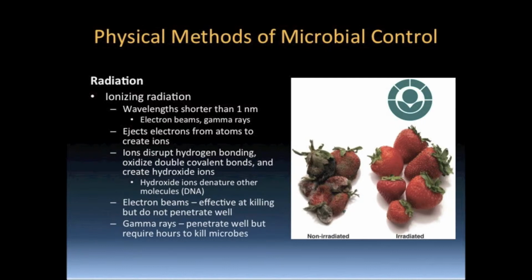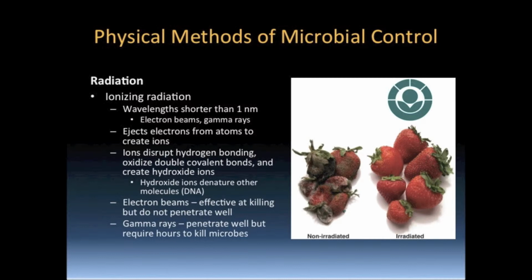Ions can act to disrupt hydrogen bonds of proteins and nucleic acids, may cause oxidation of double covalent bonds, and may also cause the formation of hydroxyl ions, one of the four toxic forms of oxygen we discussed in Unit 3. Ionizing radiation includes gamma rays, electron beams, and X-rays. All of these forms have shorter wavelengths, thus they are higher energy forms of radiation. Their higher energy permits them to penetrate materials easily. The damage caused by the radiation is lethal. Thus, radiation is a microbicidal technique.